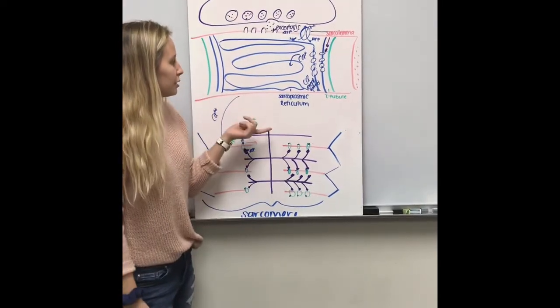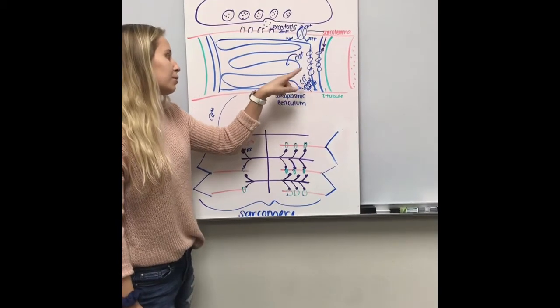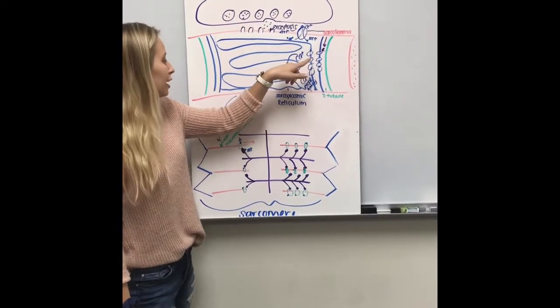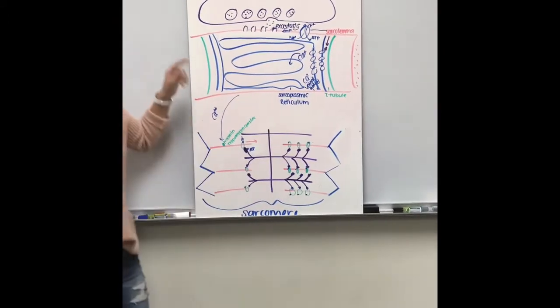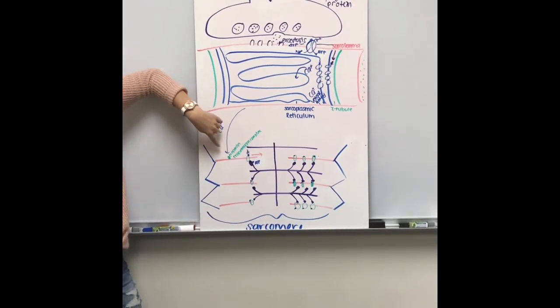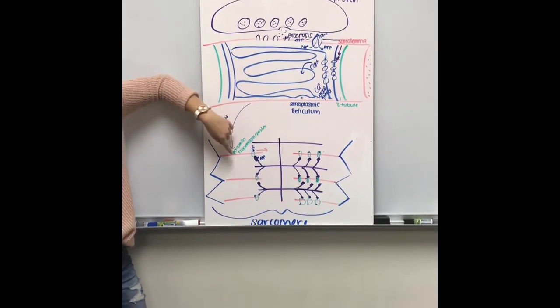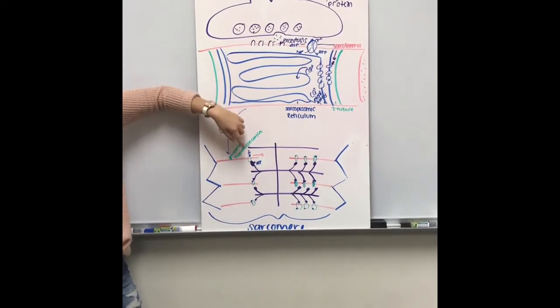When there's an action potential along the T-tubule, the voltage-gated proteins open up again and calcium pours out of the sarcoplasmic reticulum. And then the calcium binds to the troponin-tropomyosin complex, which then moves the tropomyosin from the active site on the actin.